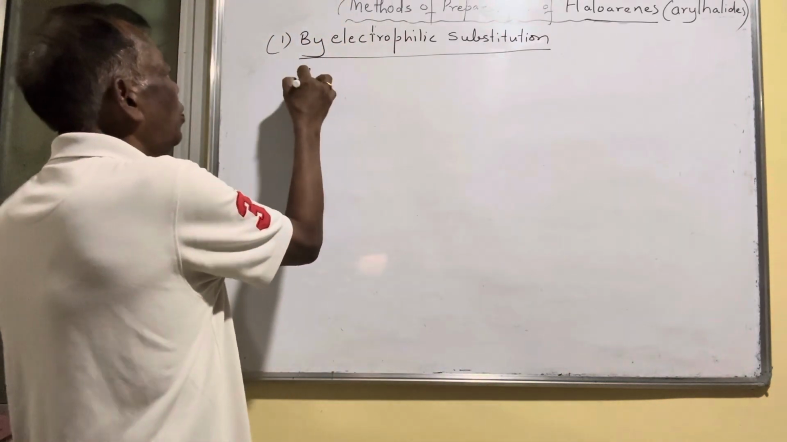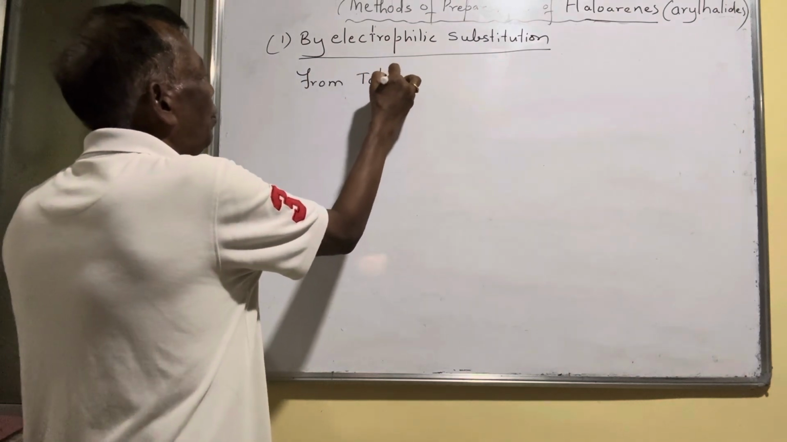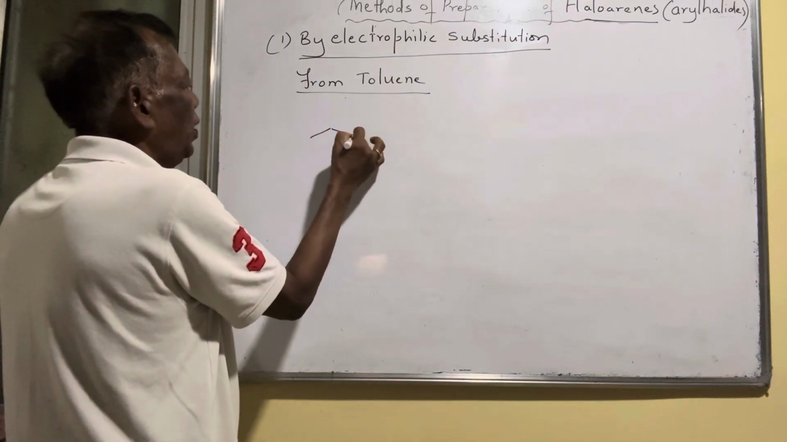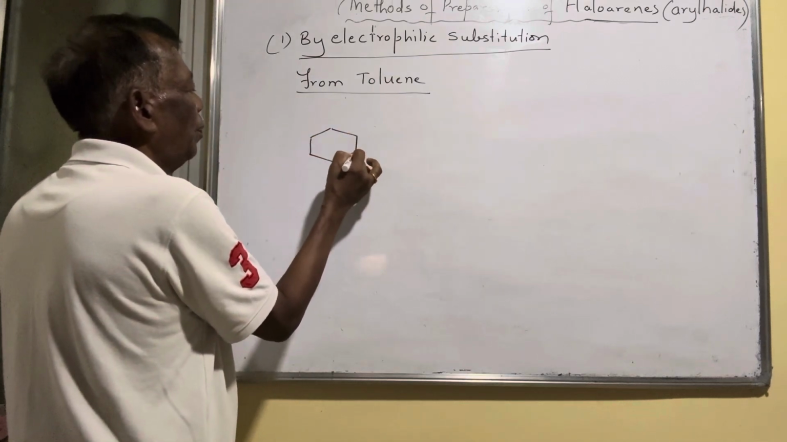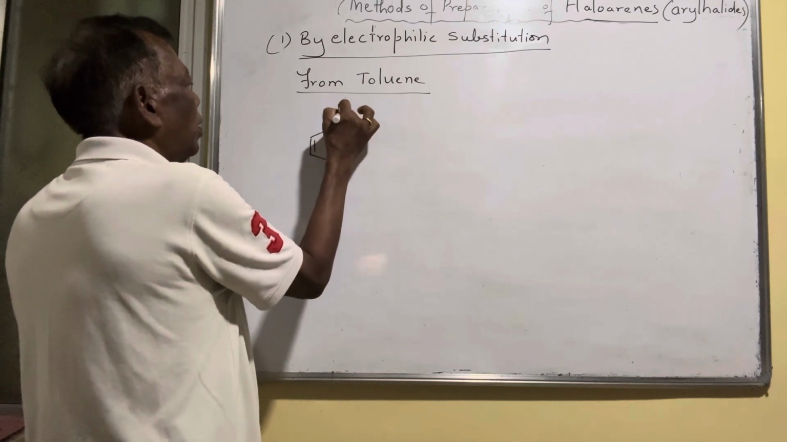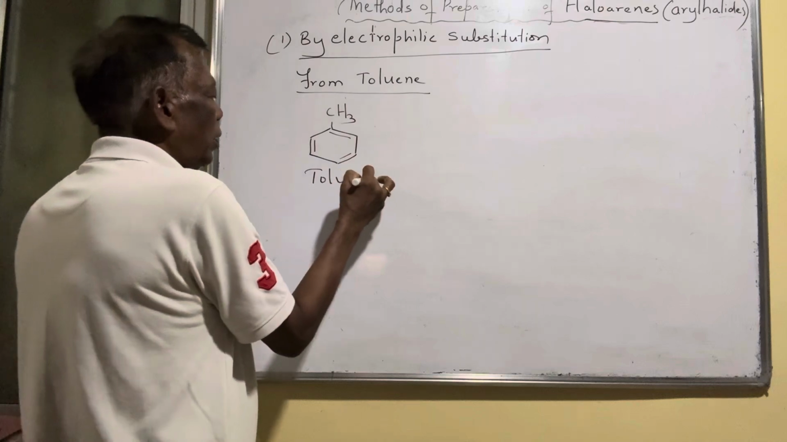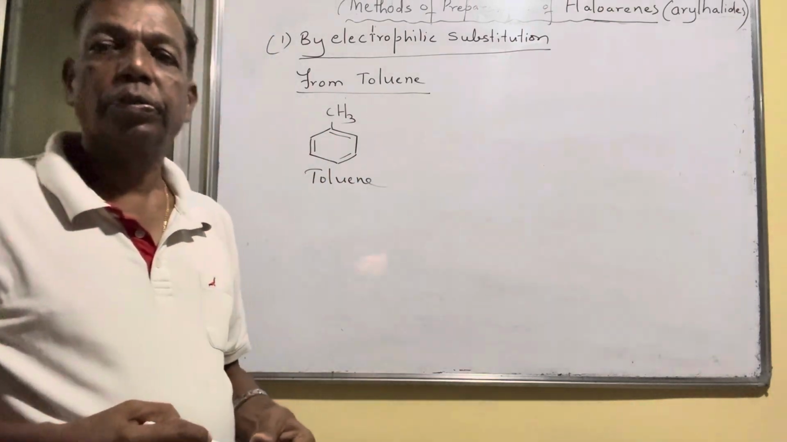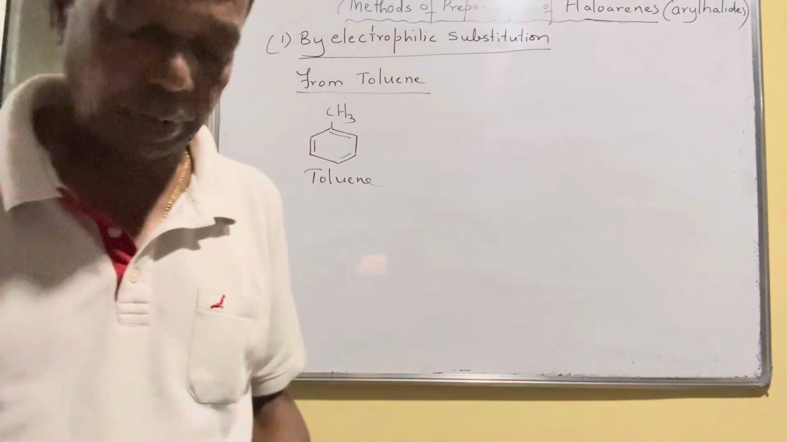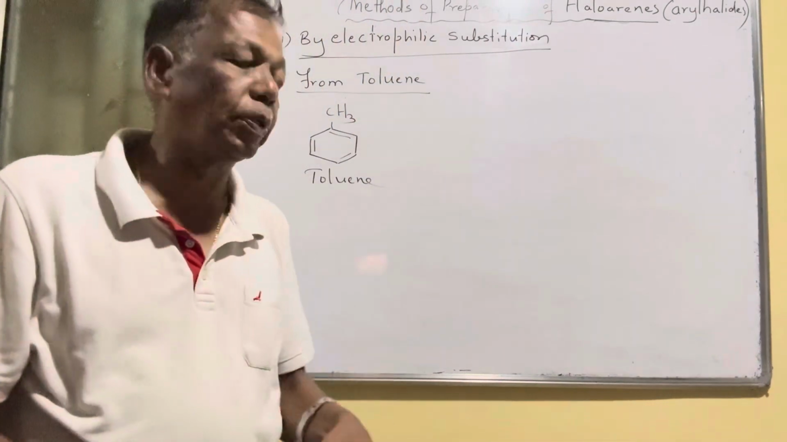Suppose we are taking toluene. Now toluene is a compound which is a benzene ring with a methyl group here. So that is called toluene. This toluene is also called methyl benzene. I have already explained this in the previous videos of mine. If you have not gone through them, please go through them.